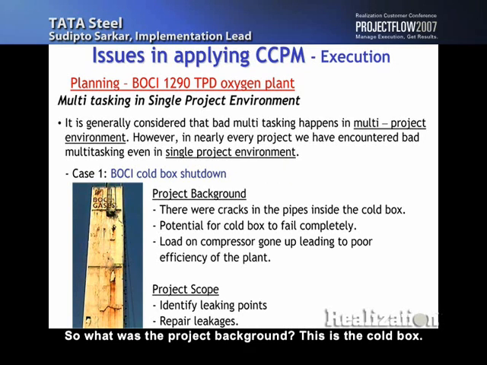So what was the project background? This is the cold box. This is where the oxygen and nitrogen all separate out. Basically the problem was to identify leaking points and then repair the leakages. It's a 54-meter tall column.